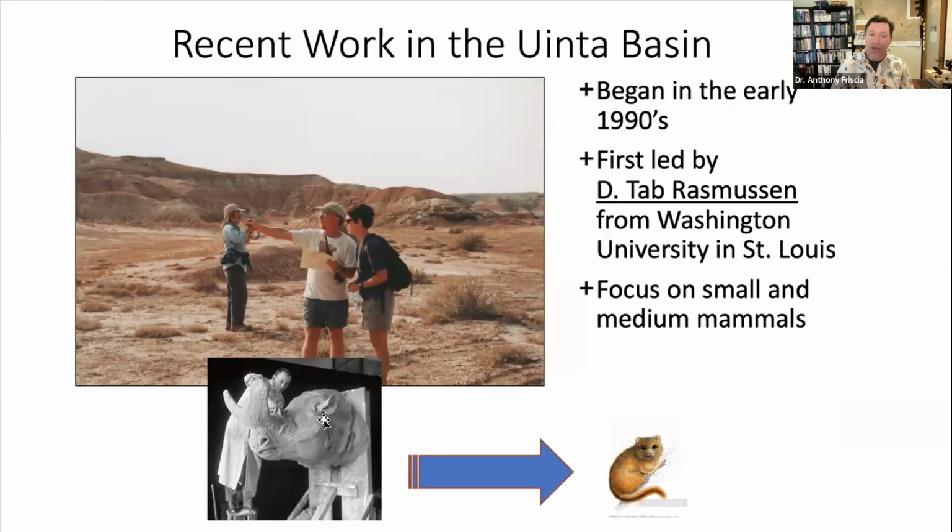So the Carnegie Museum, the Yale Peabody Museum, the American Museum of Natural History in New York, they had all sent out people to do work out in the basin back in the early 1900s. But again, they focused on big specimens that they could put on display. But there had been little animals found. And so when Tab started working there in the early 90s, the focus was to look for small and medium things to basically build a better picture of the entire ecosystem and not just the bigger animals.